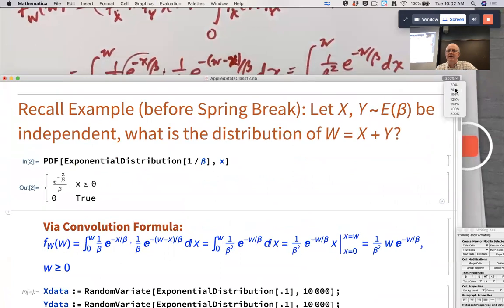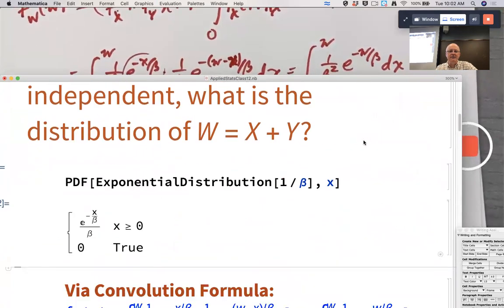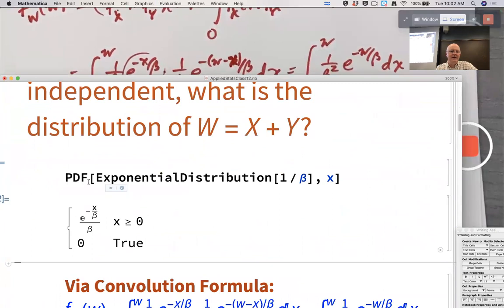That's code that will tell you what the PDF of an exponential is right there. PDF exponential distribution. Do note that in Mathematica, you have to plug in 1/beta as the parameter instead of beta itself. 1/beta is often called lambda, and it's related to Poisson random variables. I don't know if you remember, Poissons and exponentials are related. I have talked about that.